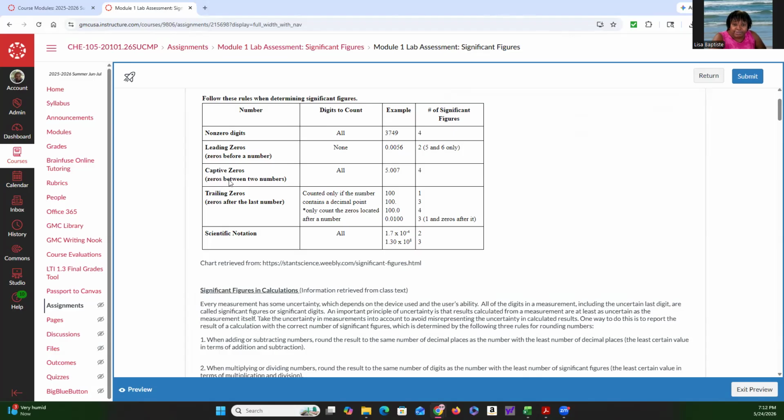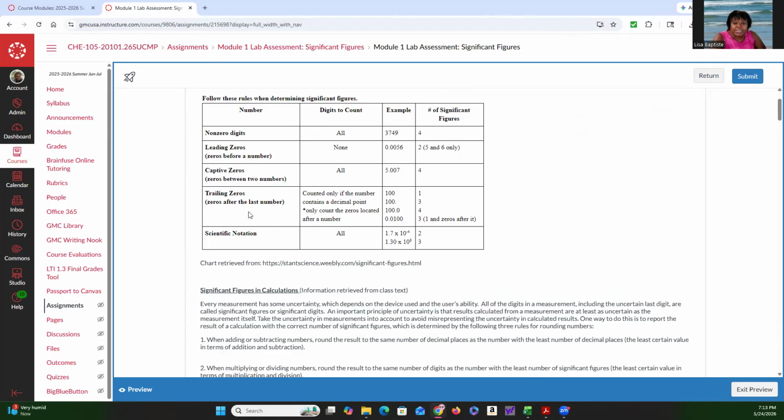For captive zeros, these are zeros between two numbers. We also call them sandwich zeros because they're sandwiched in between. It doesn't matter how many zeros are in between two non-zero numbers, they're always significant. So 5.007, those two sandwiched or captive zeros are significant. So there are four significant figures.